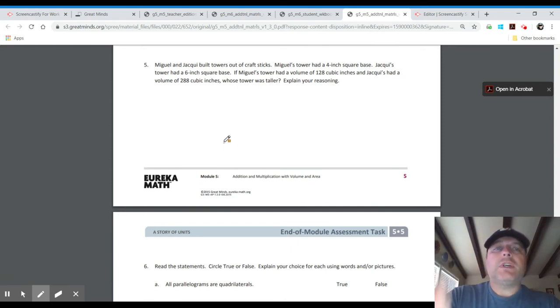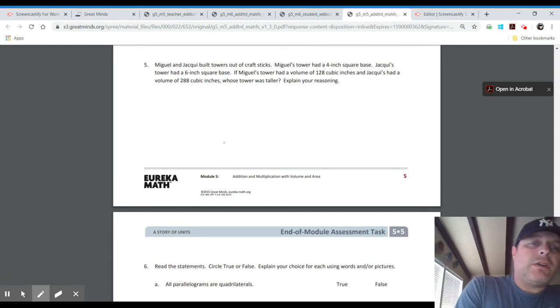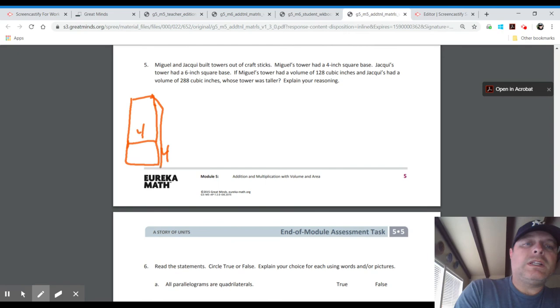Okay, sorry about that. So let's go ahead and draw it. We have a tower that's 4 by 4. So it's 4 inches, 4 inches. And we found that his tower is 8 inches tall. Okay. So 4 times 4 is 16, and 16 times 8 was 128 cubic inches.